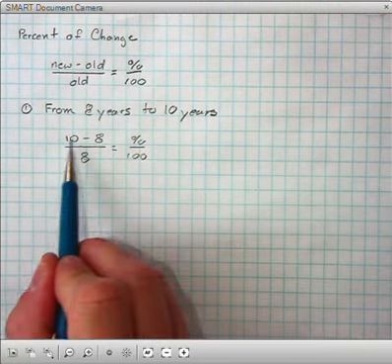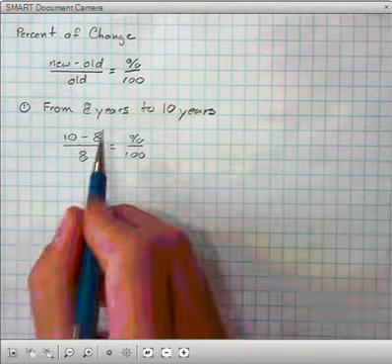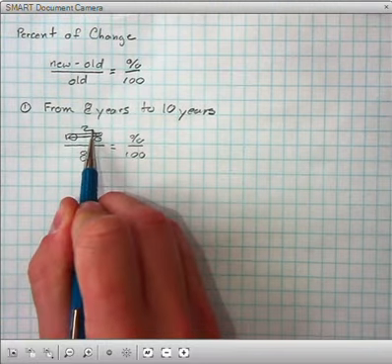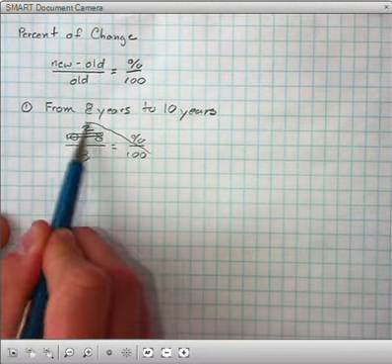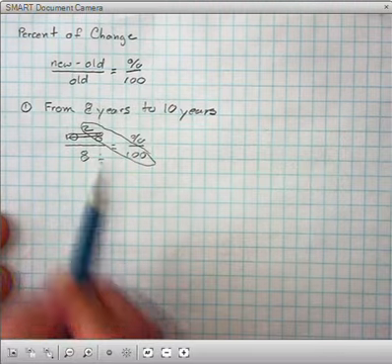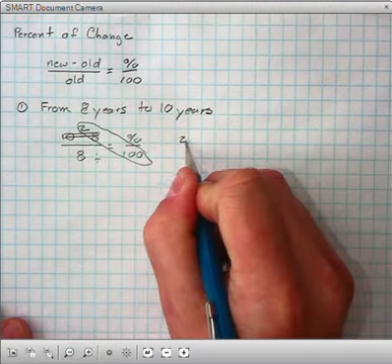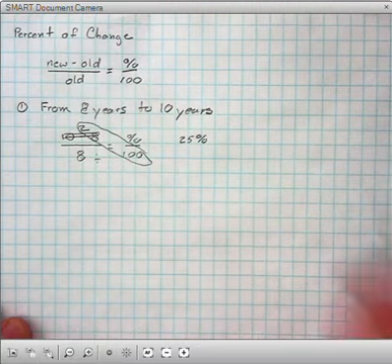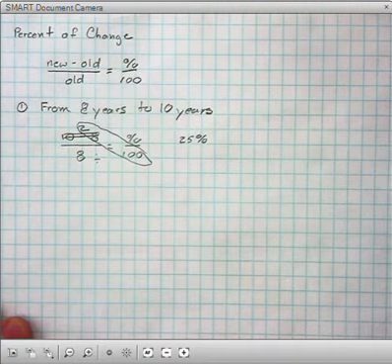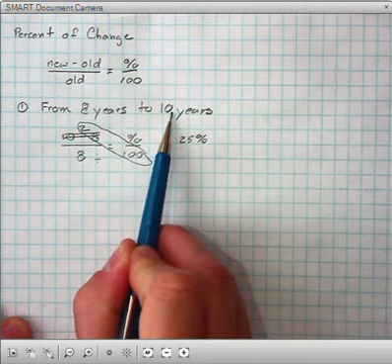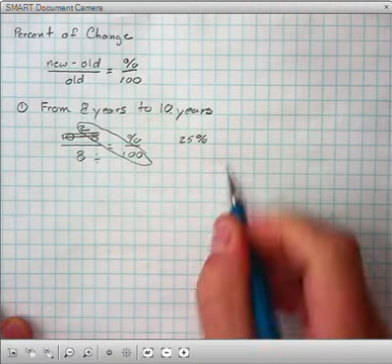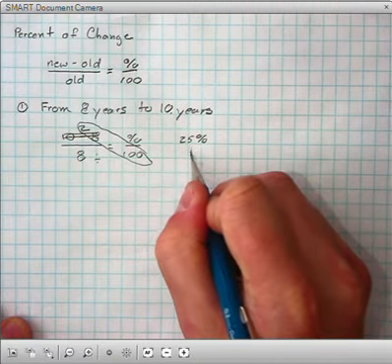So in our calculators, we'll do 10 minus 8. When we do that, that gives us 2. And then we solve it just like we did yesterday, or we did the other day. Multiply diagonally, divide by your leftover number. And when you do that, you get 25%. And is that 25% an increase or is that a decrease? We're going from 8 to 10. Are we increasing or decreasing? Increasing. So that's a 25% increase.